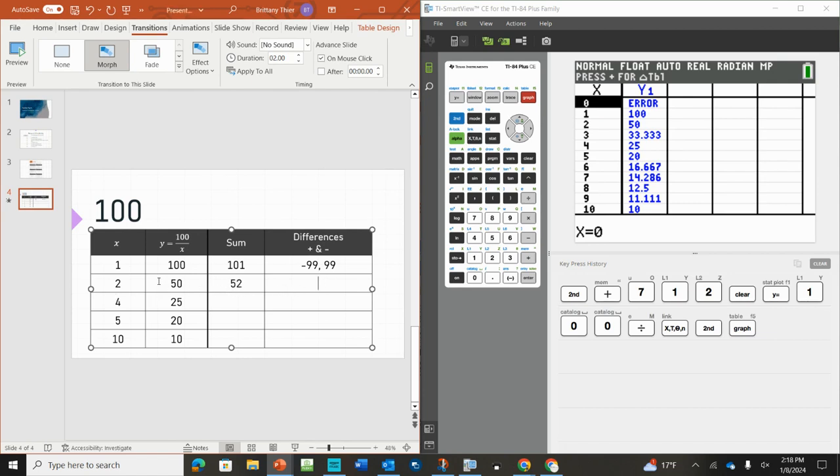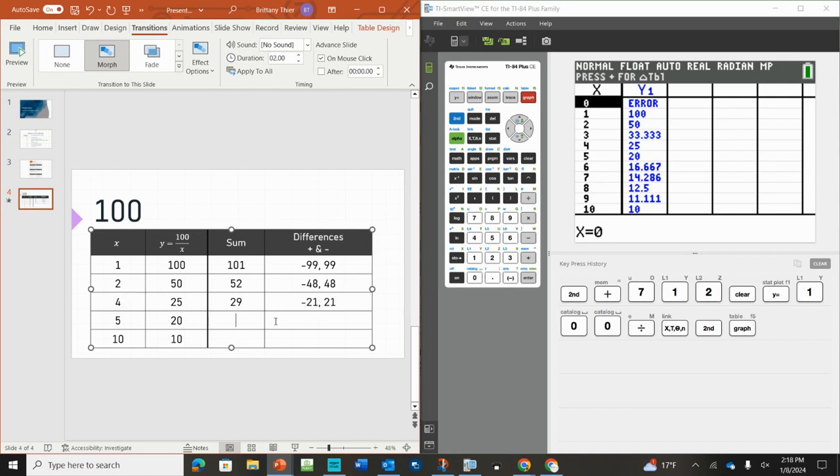Their difference, 2 minus 50 is negative 48. 50 minus 2 is positive 48. And then the sum of 4 and 25 is 29. Their difference, 4 minus 25, would be negative 21. And 25 minus 4 would be positive 21.